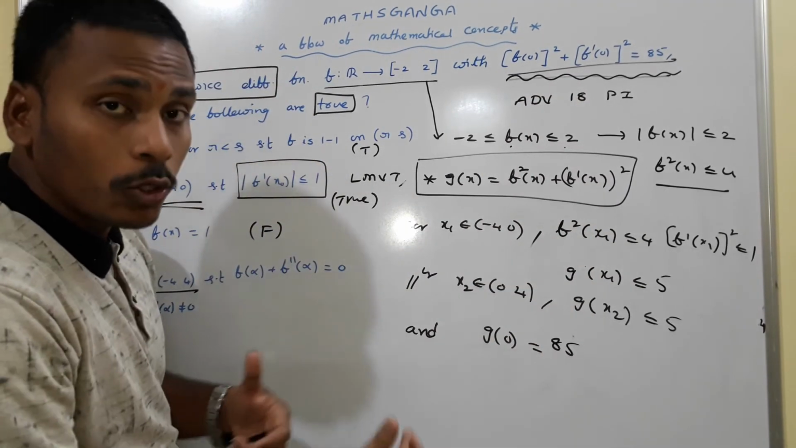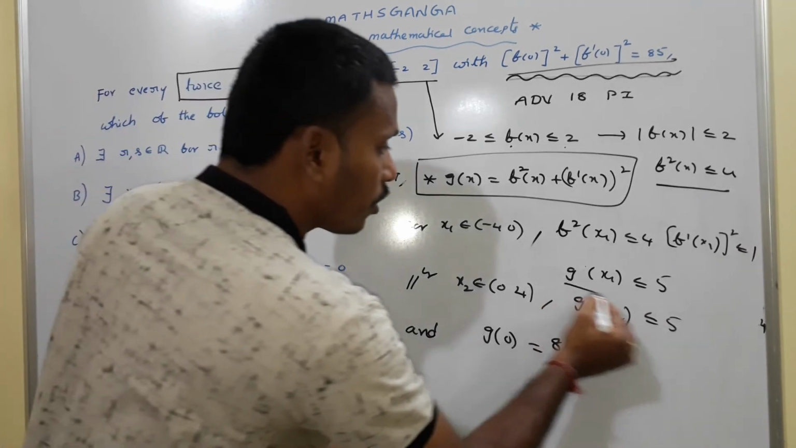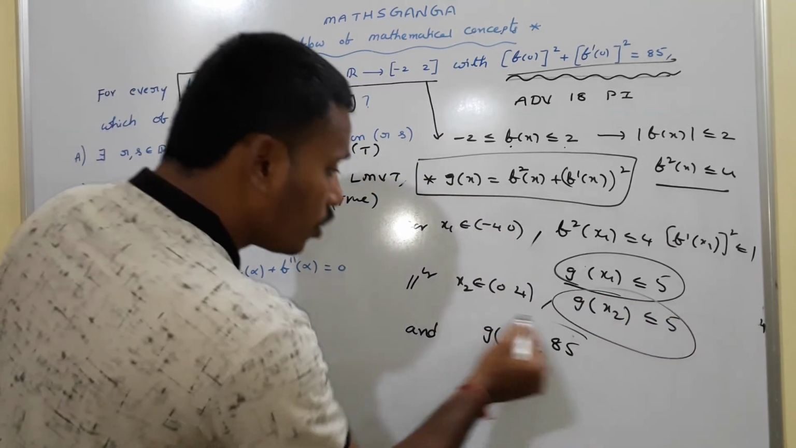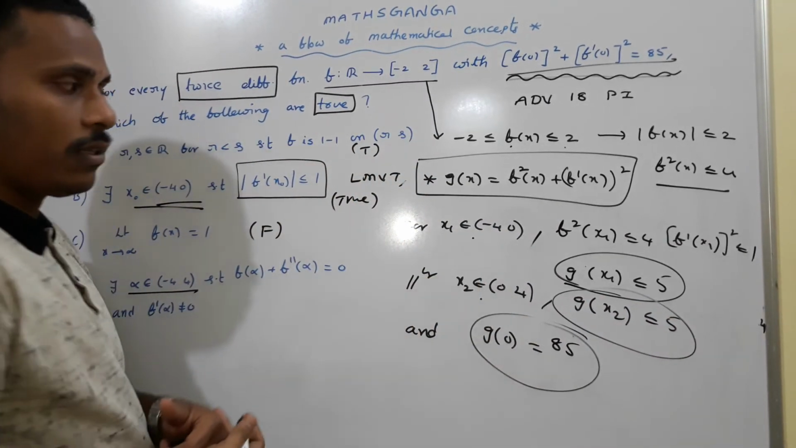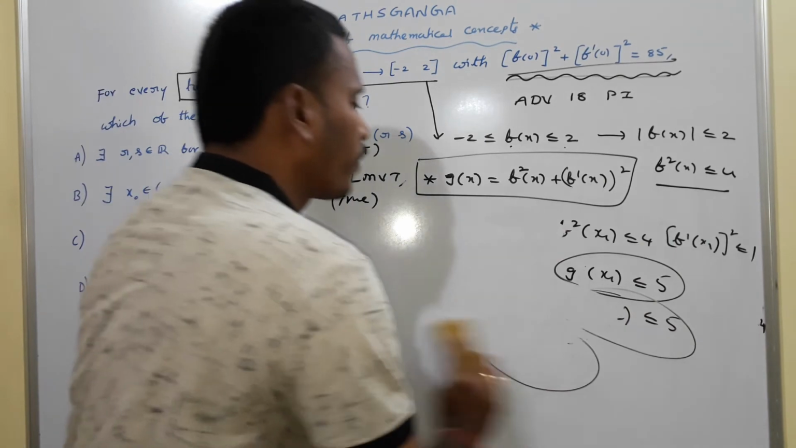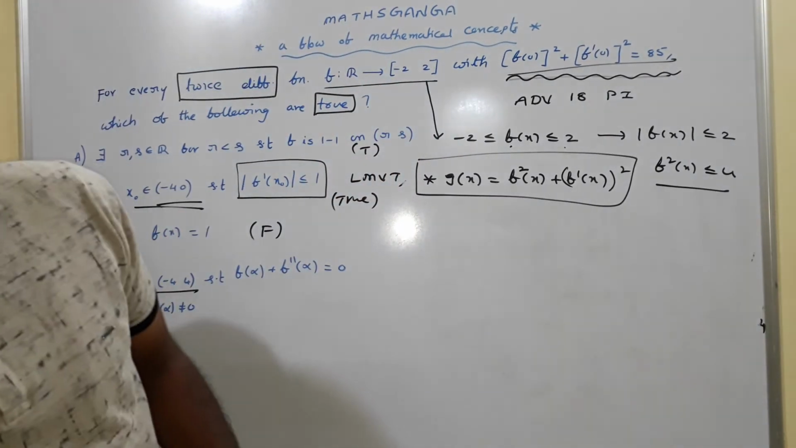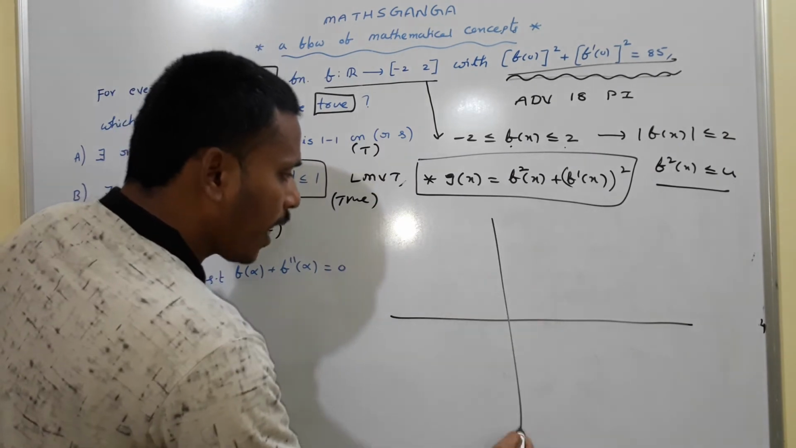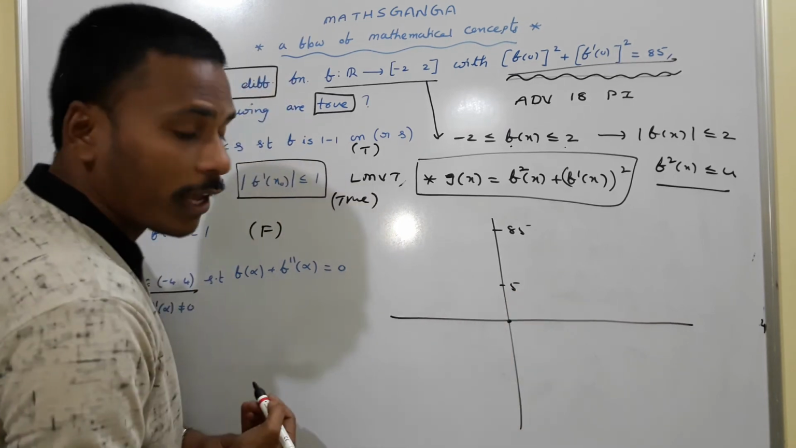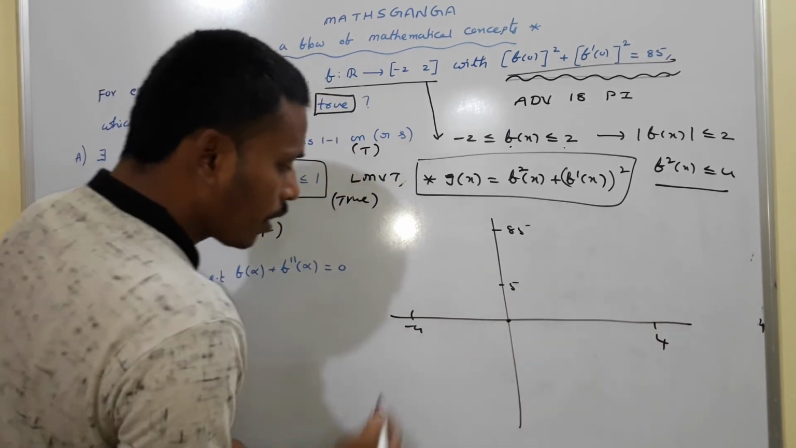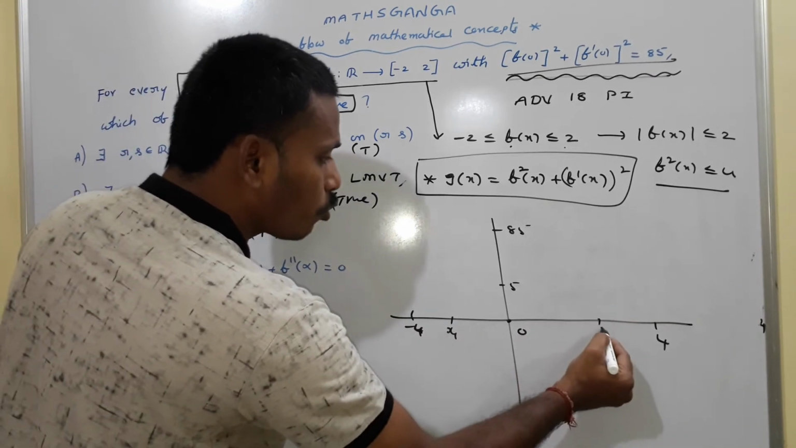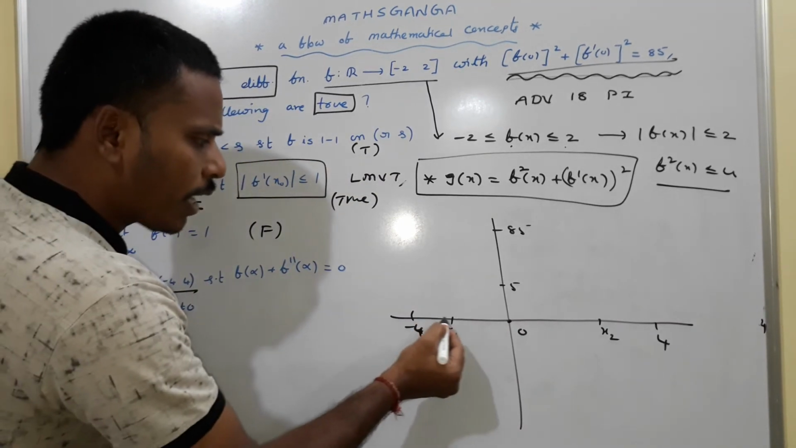Now I am going to imagine the graph of g of x with these three. Since g of x1 is less than or equal to 5, g of x2 is less than or equal to 5, and g of 0 is 85, the graph will be like this. See, the usual x-axis and y-axis, and at 0, g of 0 is somewhere at 85. This is 5, this is minus 4, and this is 4. Between minus 4 and 0 we have somewhere x1, and in the range of 0 to 4 we have somewhere x2.